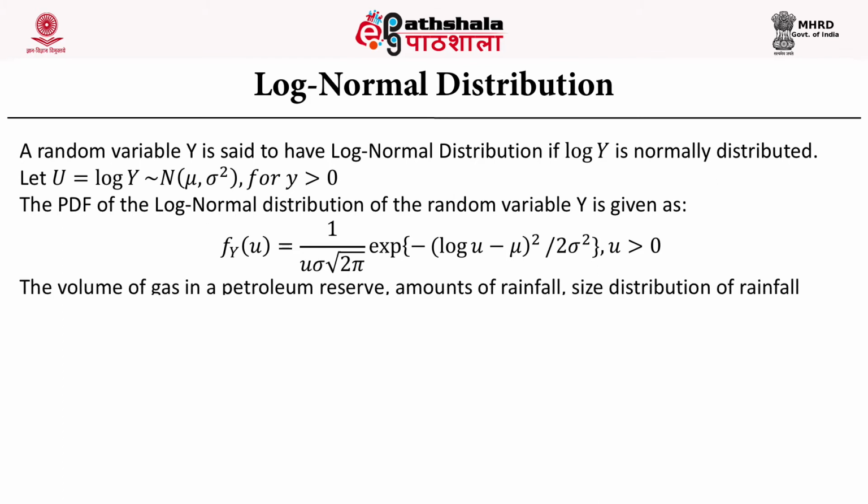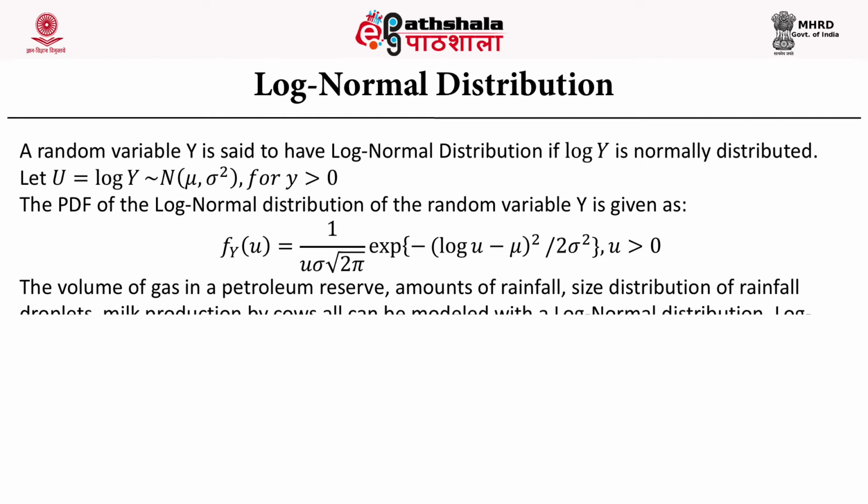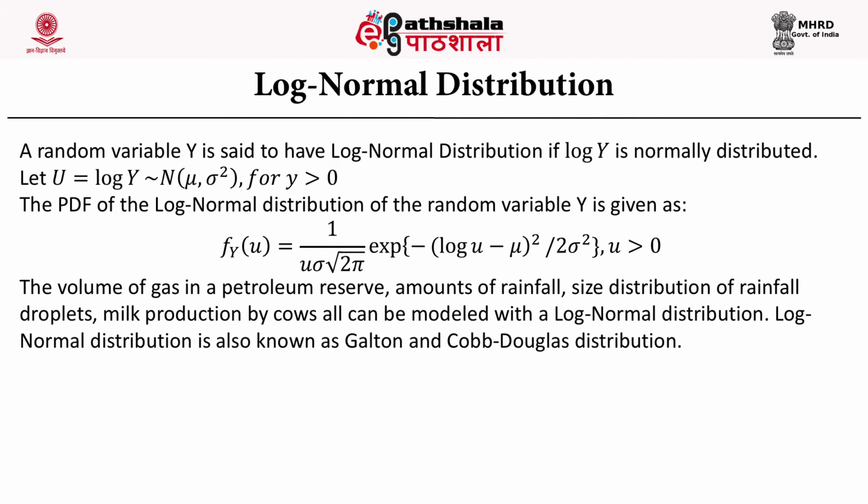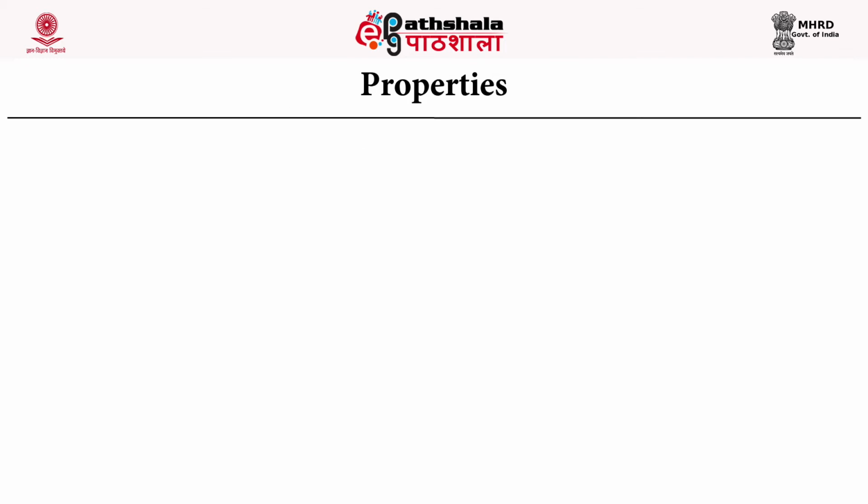The PDF of the log normal distribution of the random variable Y is given as f of Y, which is 1 upon y sigma under root 2 pi, exponential of minus log of y minus mu whole square upon 2 sigma square, and y is greater than 0. The volume of gas in a petroleum reserve, amount of rainfall, size distribution of rainfall droplets, and milk production by cows can all be modeled with log normal distribution. Log normal distribution is also known as Galton and Cobb-Douglas distribution.